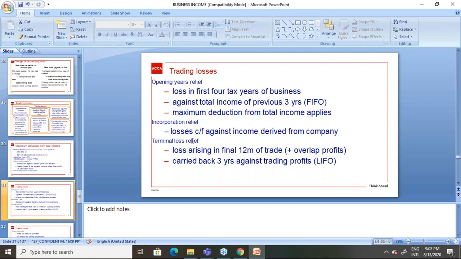Then we have another special relief available. This is applicable if you have converted your unincorporated business into a company. If you have converted your unincorporated business into a company, remember, carry forward relief is not available.